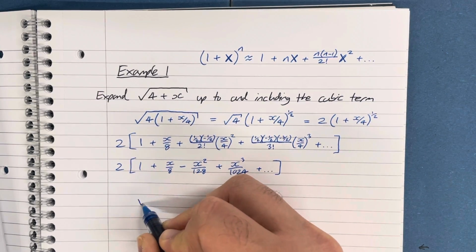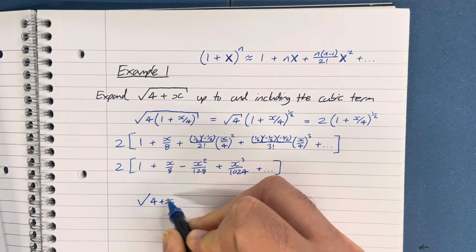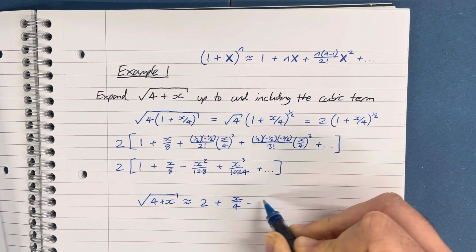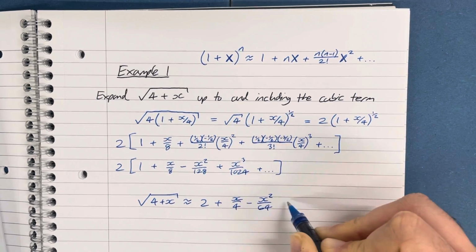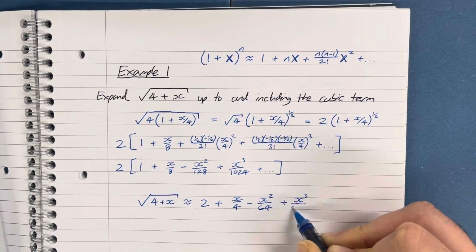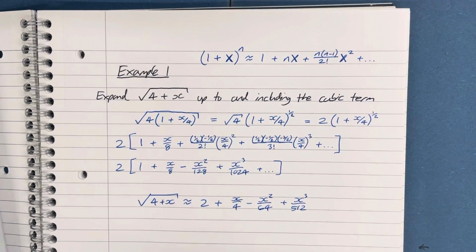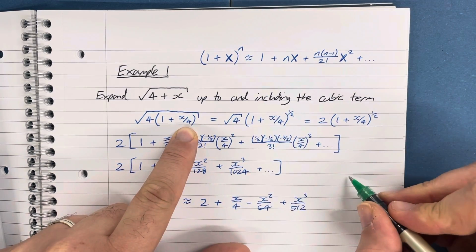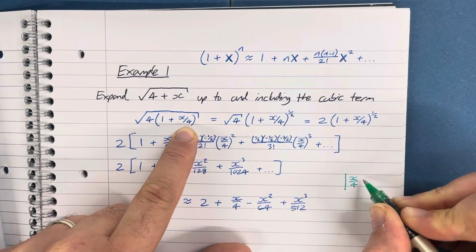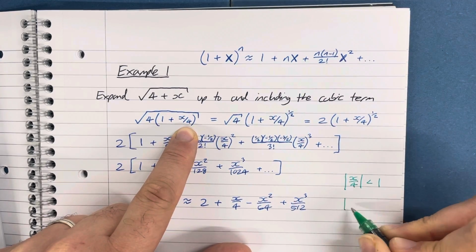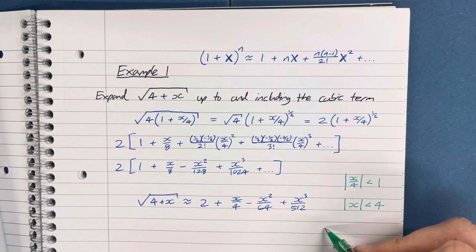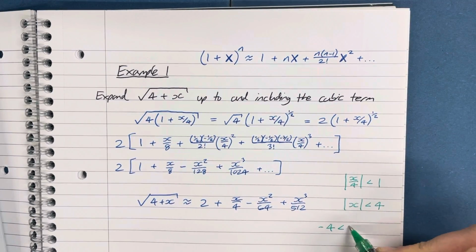So I can say that the square root of 4 plus x is approximately 2 plus x on 4 minus x squared on 64 plus x cubed on 512. And this expansion is valid for x on 4 being less than 1. So the modulus of x on 4 is less than 1. So that means the modulus of x is less than 4 if I times that by 4. In other words, this expansion is valid between minus 4 and 4. There we go.